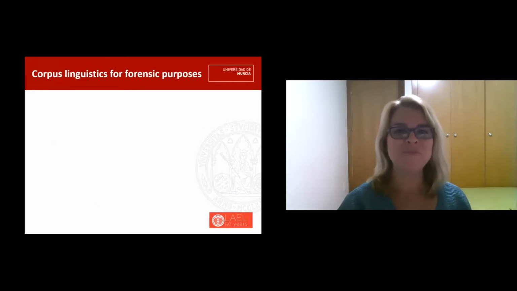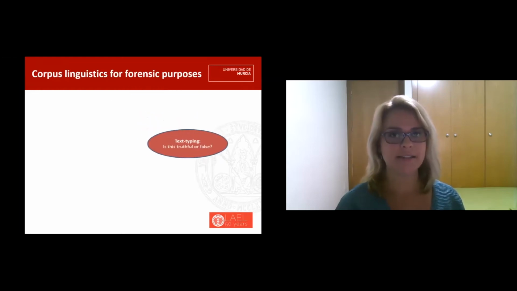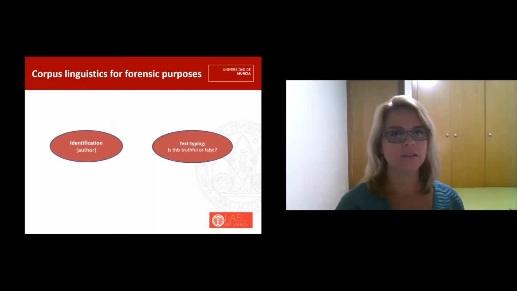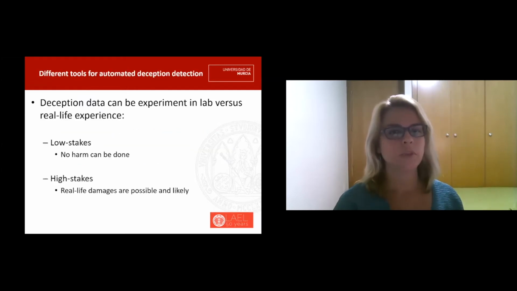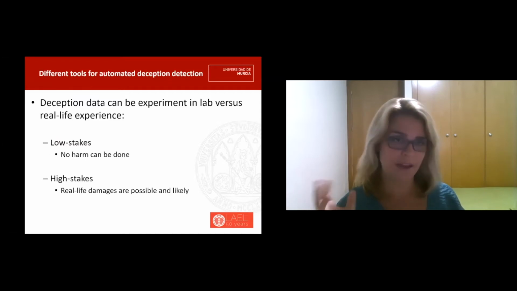So today I'm presenting some examples of forensic computational linguistics in 2 of the corners presented. Number 1, text typing, with some approaches attempting to answer the question, is this truthful or false? And number 2, author identification. Well, so within this corner, it is worth noting that deception data can be experiment in lab versus real life experience, and that is important.